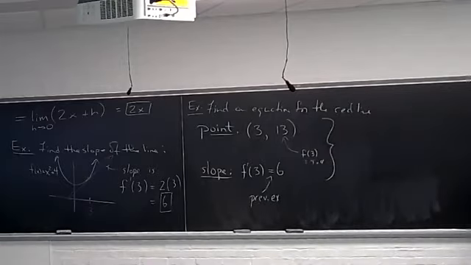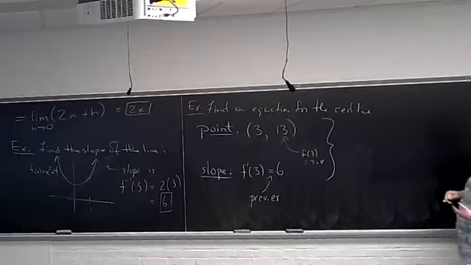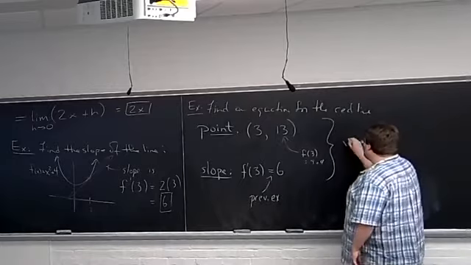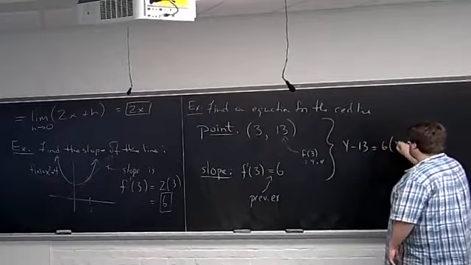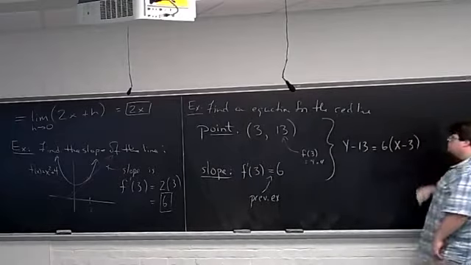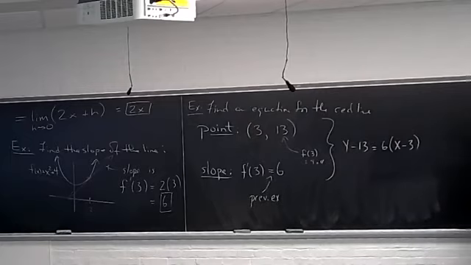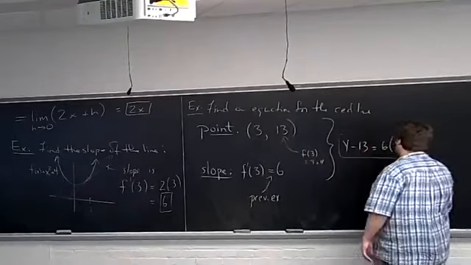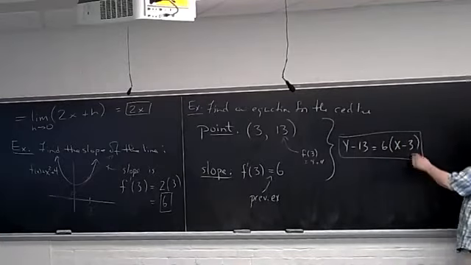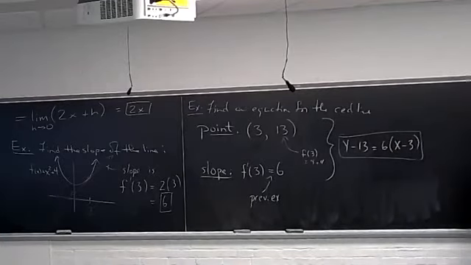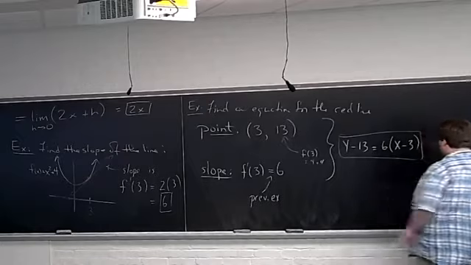So we have a point and the slope. An equation for the line would then be y minus the y value equals the slope times x minus the x value. Of course, if you did want slope intercept, you get 6x minus 18 plus 13, so 6x minus 5. But I'm never going to ask you to simplify.